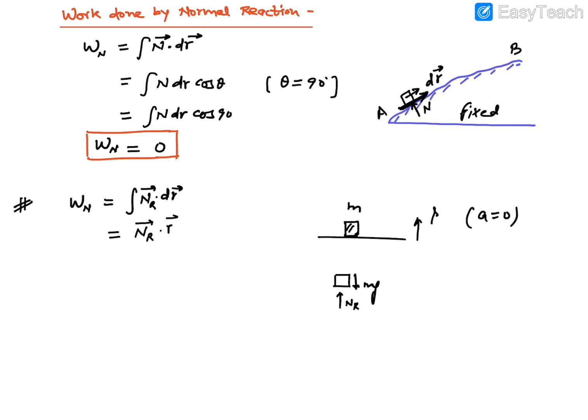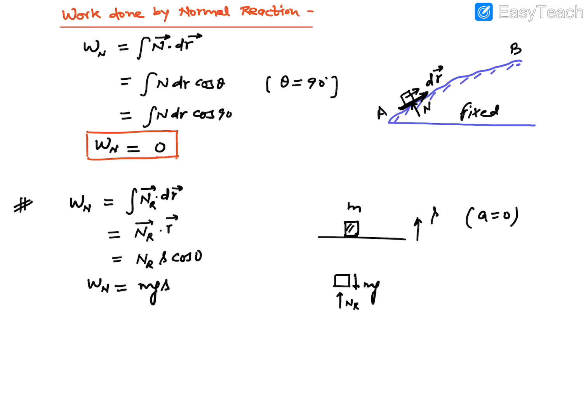So it will become N dot displacement. Now normal reaction is acting upside, displacement is also in the upward direction, so they will share a 0 angle. So it's going to be normal reaction times displacement, which is s, into cos 0. This is how you can write it, and normal reaction can be written as mg. So this becomes m into g into s. This will be the work done by normal reaction when the platform is moving with 0 acceleration, that means constant velocity in the upward direction. Similarly, if the platform is moving in the downward direction, then the work done will become negative because the displacement is going to be against this. And if it is accelerated, accordingly the normal reaction value will change.